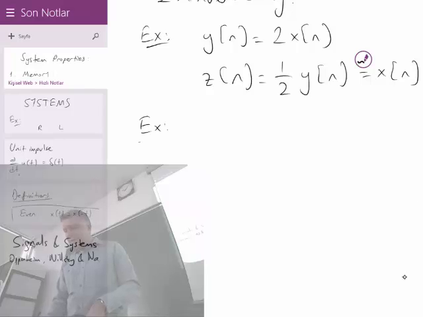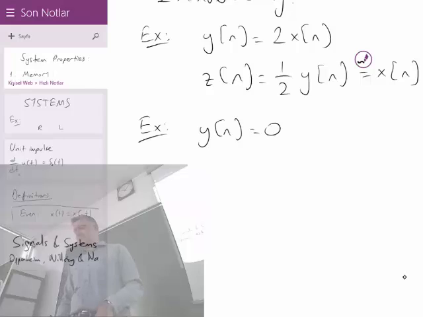But not all systems are as simple as this. For example, y of n is equal to 0. The system seems not to be connected to the inputs. Is it invertible? This is an easy question again. Is it? No, it's not. From 0 you cannot go back to the input because the input is not here anyway. It's gone. It's lost. If you lose the information from the input somehow, if you cannot resolve the input, of course it's not invertible.